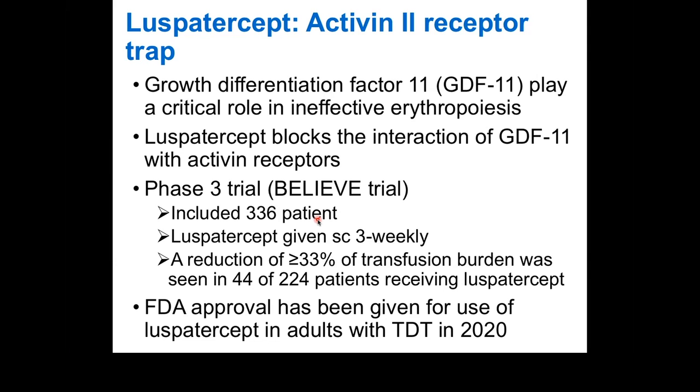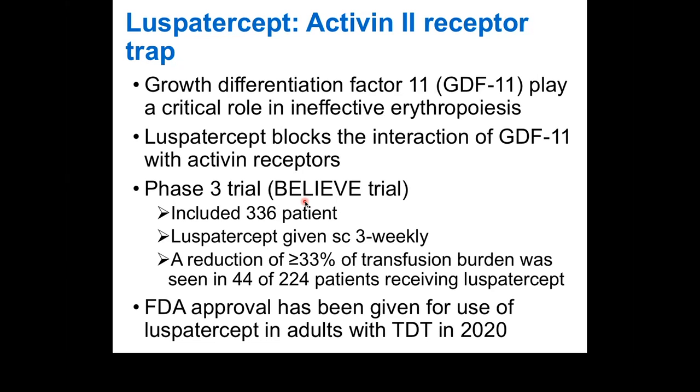which is known as luspatercept. Growth differentiation factor level plays a critical role in the ineffective erythropoiesis, not only in thalassemia, but in many other chronic hematological diseases. So what luspatercept does is to block the interaction between GDF11 and activin receptors. The phase 3 clinical trial using luspatercept in beta thalassemia major and transfusion dependent patients was recently concluded. This was done in Italy and published in New England Journal of Medicine.